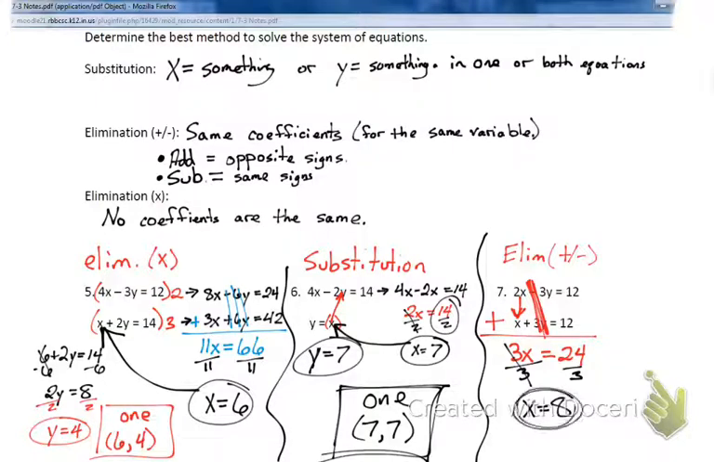Now take that 8, plug it into one of the equations. I'm going to just plug it into the bottom equation again. And that bottom equation now says 8 plus 3y equals 12. And we'll solve this. Subtract 8. Subtract 8. 3y equals 4. Last step will be to divide both sides by 3, and y equals 4/3. Again, I'm going to just leave it like that.